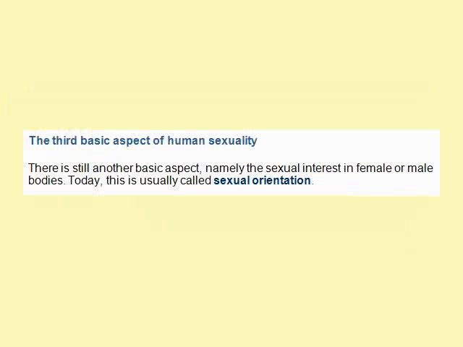The third basic aspect of human sexuality. There is still another basic aspect, namely the sexual interest in female or male bodies. Today, this is usually called sexual orientation.